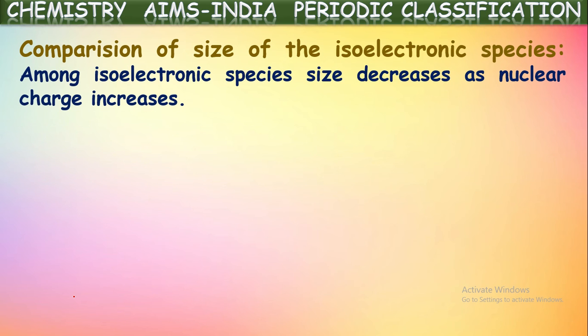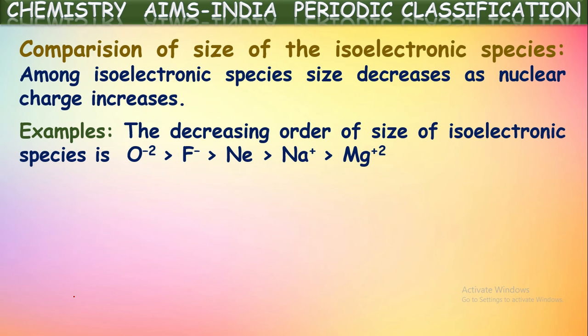Now let us try to compare the sizes of the isoelectronic species. What are isoelectronic species? The species which have the same number of electrons in them are called isoelectronic species. Among isoelectronic species, size decreases as nuclear charge increases. Let us see with an example the decreasing order of the size of isoelectronic species shown here. If you observe, these all contain the same number of electrons, isn't it?